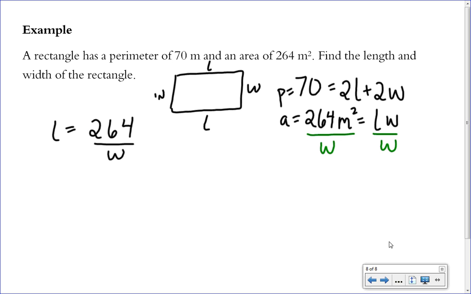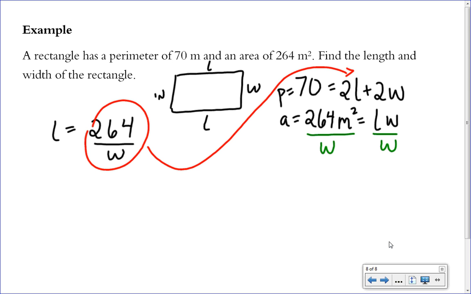Now that we have the length expressed in terms of the width, we can replace the length in our perimeter equation. Sorry, length expressed in terms of width. So this way we'll get rid of our L in our perimeter equation. So replacing L with 264 divided by W, we get 70 equals 2 times 264 divided by W plus 2W.